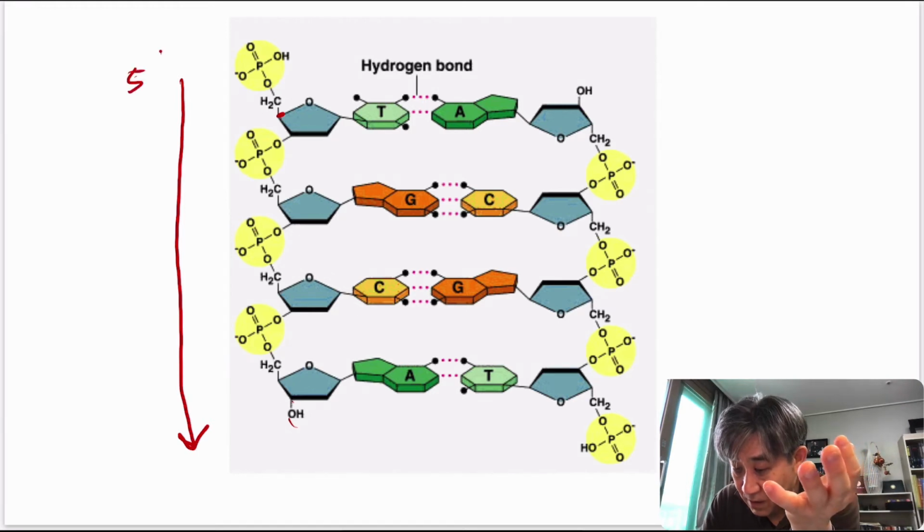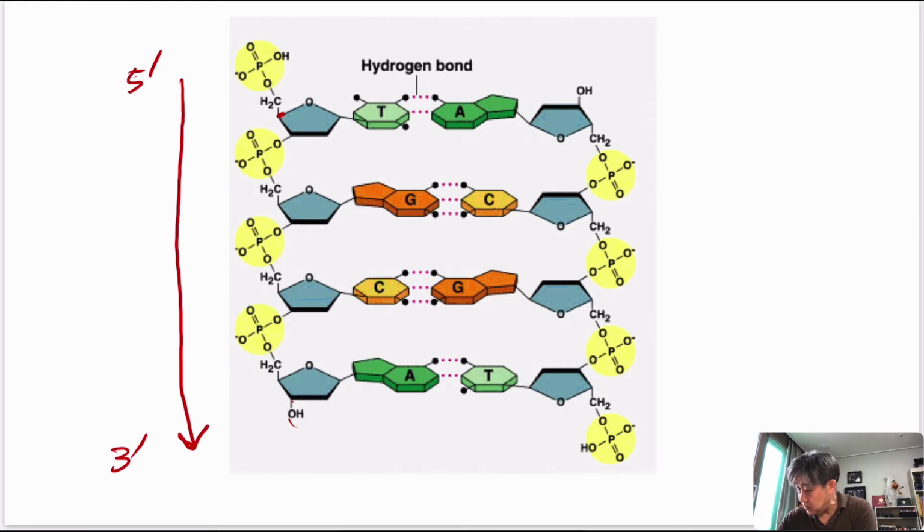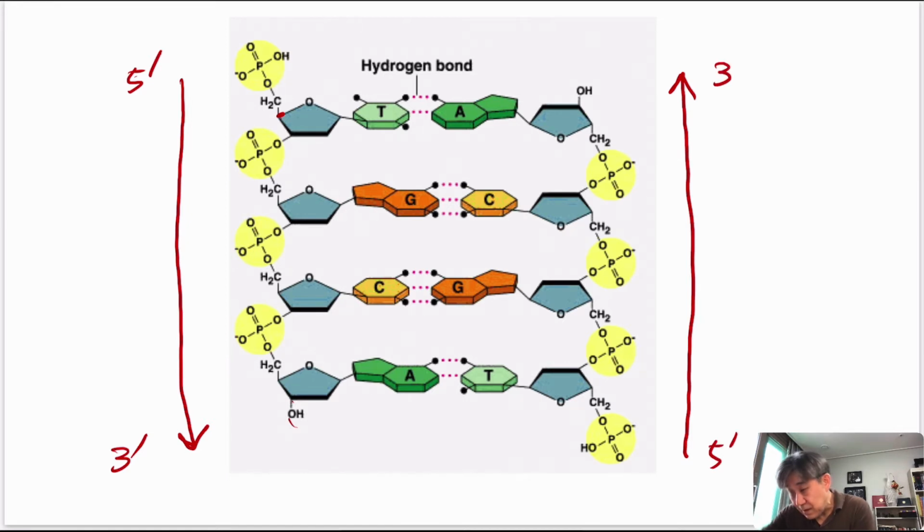So here is a 5' end and this is a 3' end. On the other hand, if you look at the other partner strand of this DNA, it goes from bottom to the top. So here is a 5' end and the top is a 3' end. That's what I mean by the antiparallel nature of this complementary base pairing. So DNAs are held together in the antiparallel way.